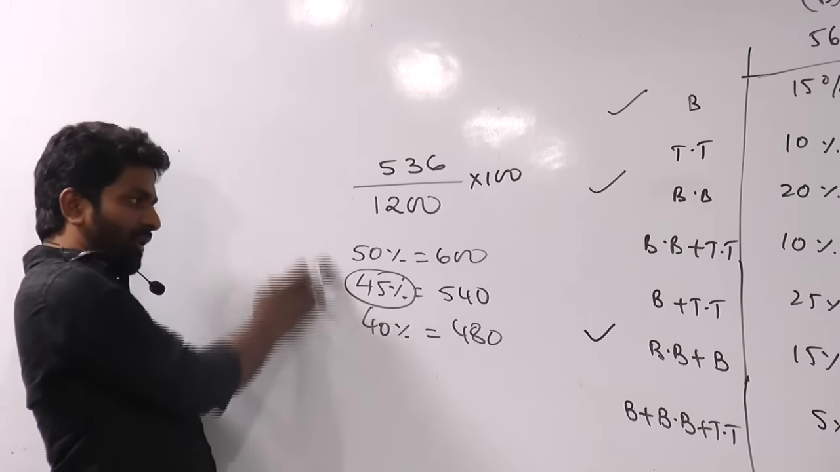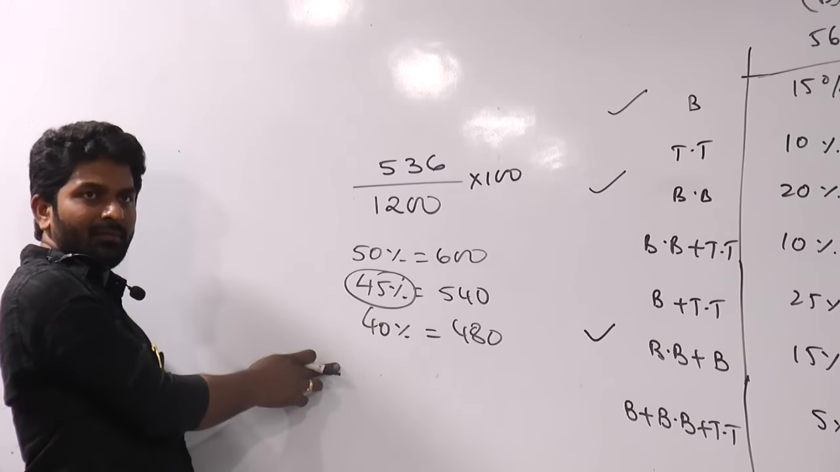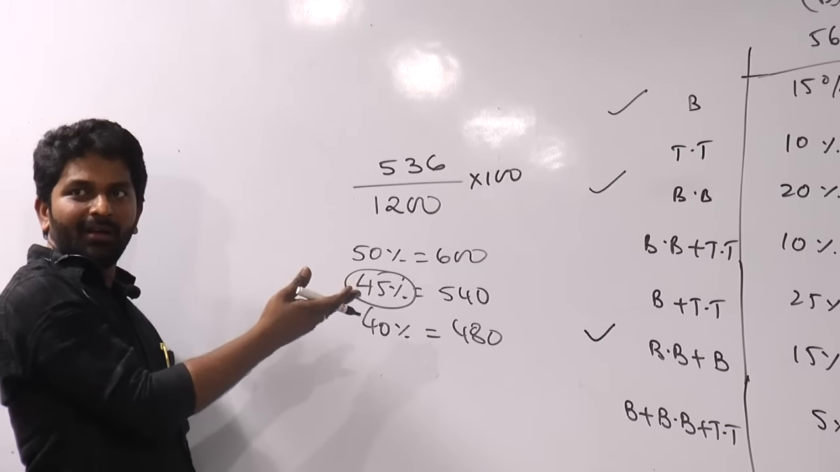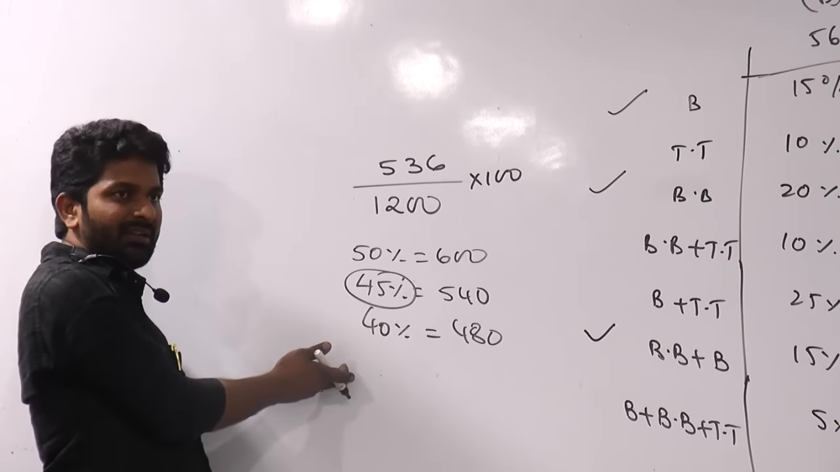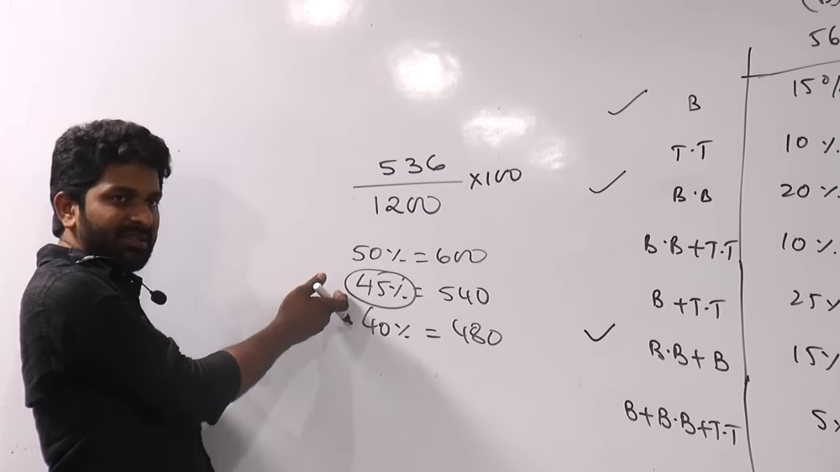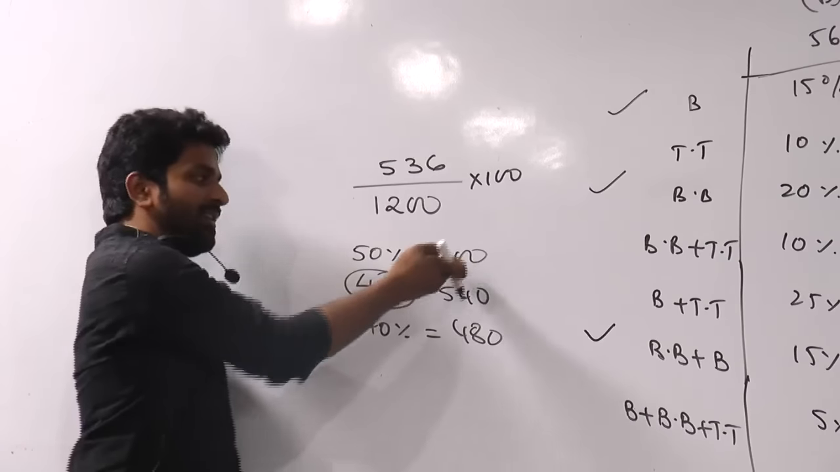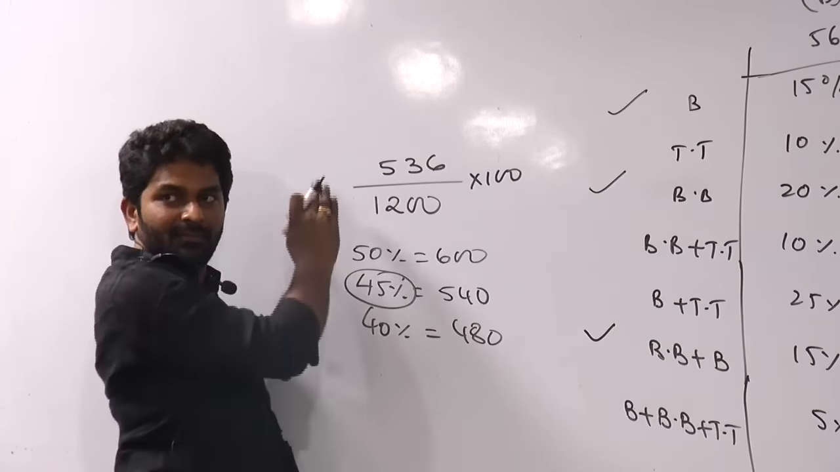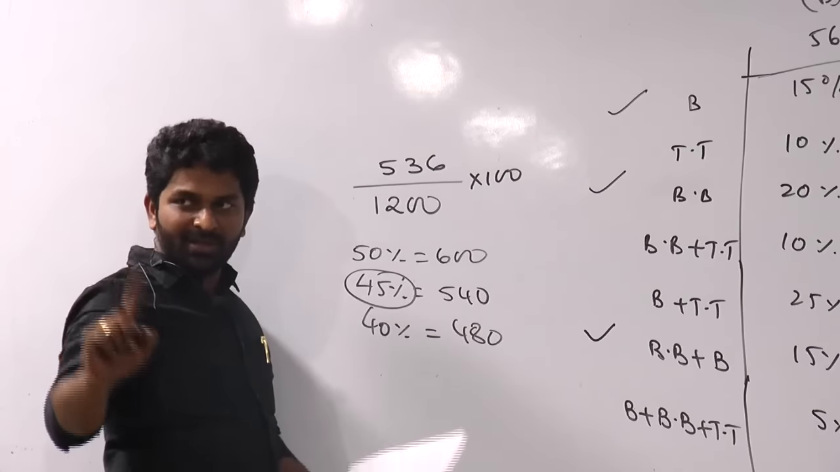For this calculation, do you need to use a pen? 50% half. 40% also you can see. Difference between these two numbers is 120, which is 60. Middle number is 60. 45% is 60 less than 600, 540. You have 536 here. Nearby 45%, you have only one answer.